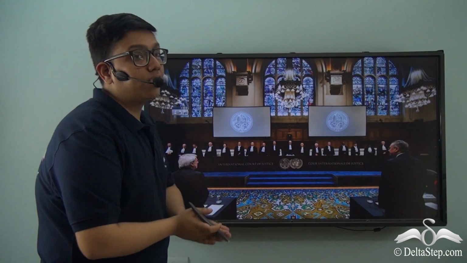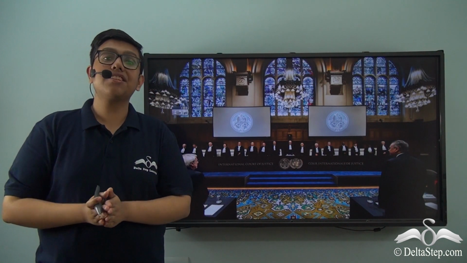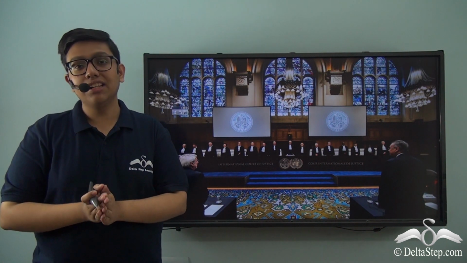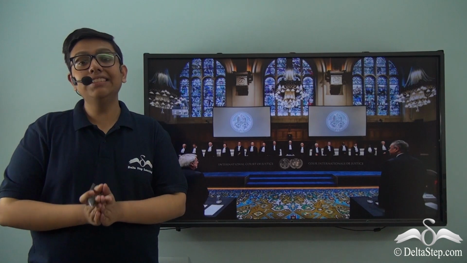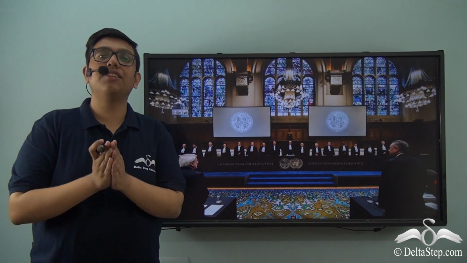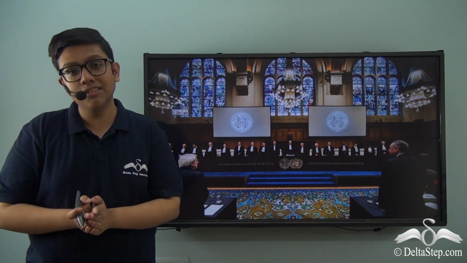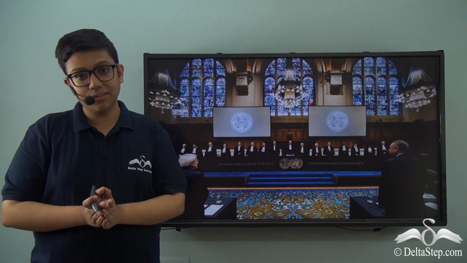So thus we saw the various functions of the International Court of Justice, the principal judicial organ of the United Nations. We also saw how different kinds of jurisdictions apply to the various functions. In a subsequent lesson, we will be looking at the various other organs of the United Nations organization.